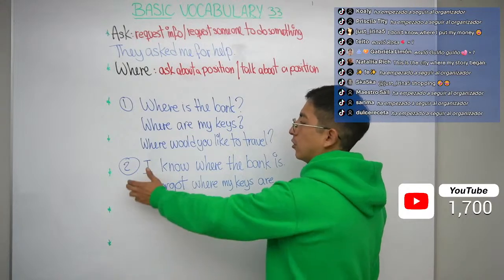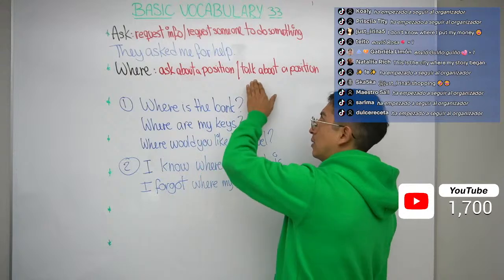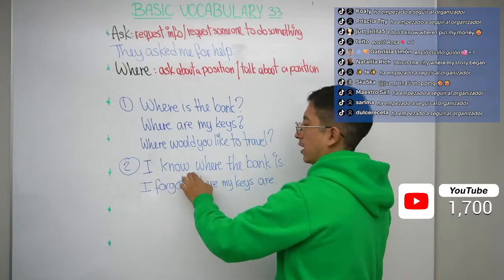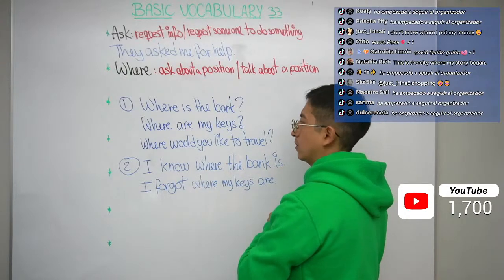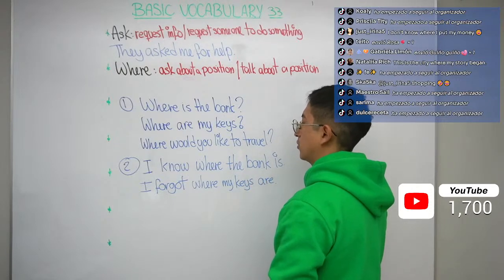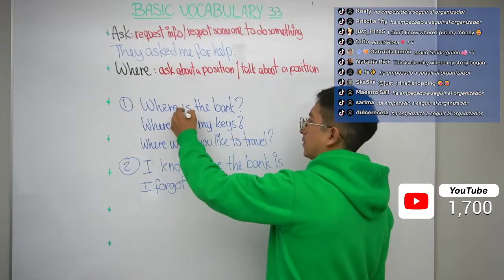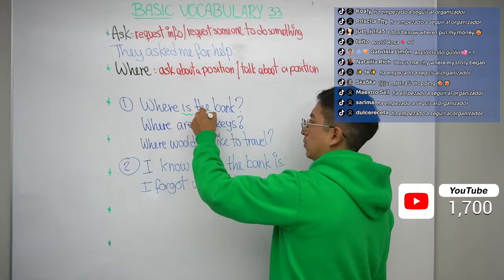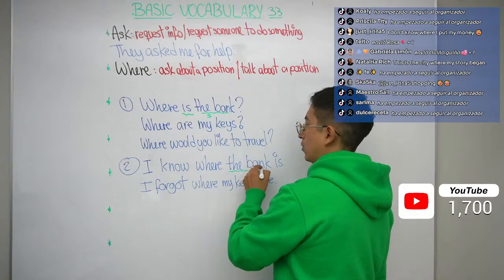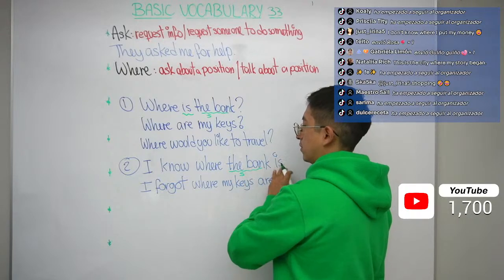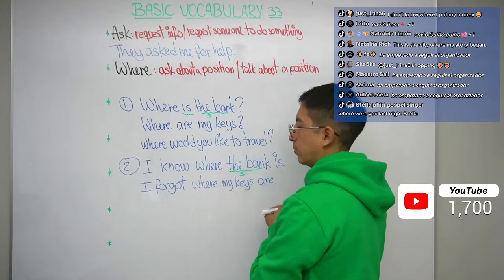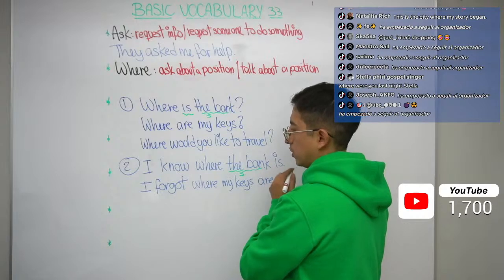Ahora, vamos al segundo. Ya no vamos a preguntar directamente, sino vamos a hablar acerca de una posición. I know, yo sé. I know where the bank is. Yo sé dónde está el banco. Pero si te das cuenta, la posición cambia. En el primer lado, tenemos el verbo to be y tenemos el sujeto. Ahora, en la parte de abajo, el subject está primero y después el verbo to be. Entonces, en el caso de preguntas indirectas o reported speech, la posición del verbo to be cambia.